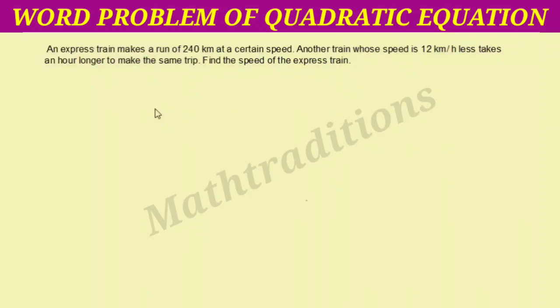In this video, we will solve a word problem of quadratic equation. The problem is: an express train makes a run of 240 km at a certain speed. Another train whose speed is 12 km per hour less takes an hour longer to make the same trip. Find the speed of the express train.